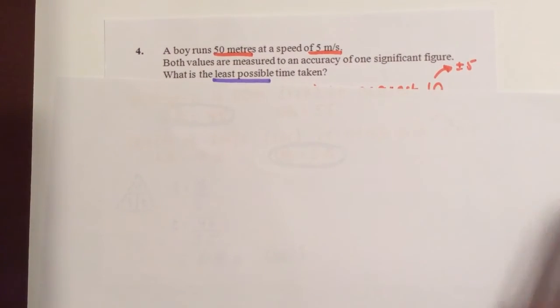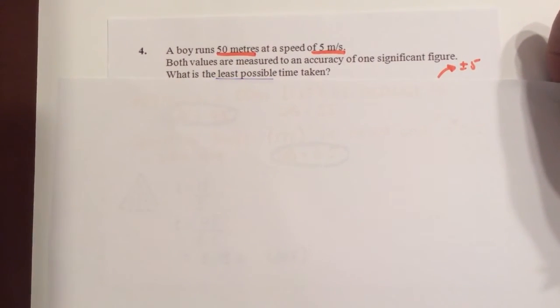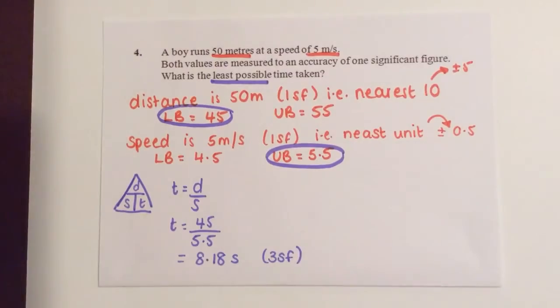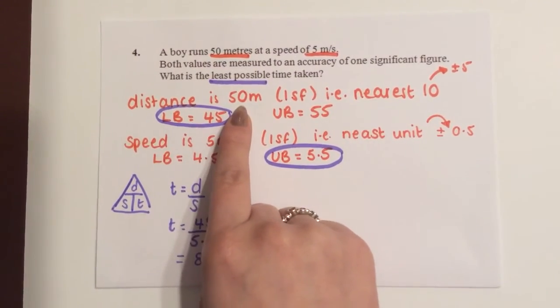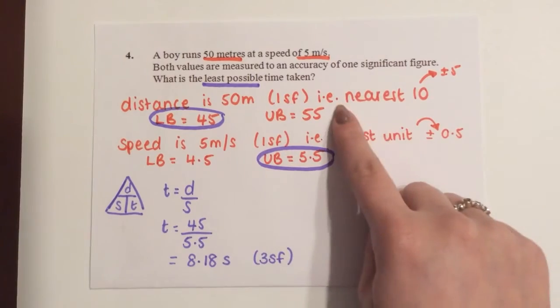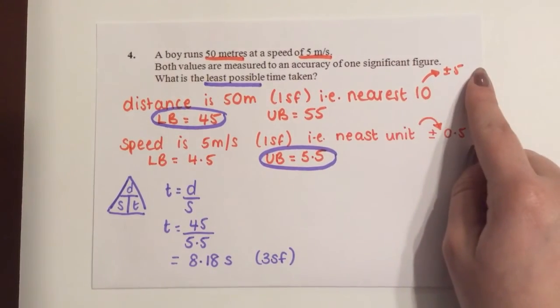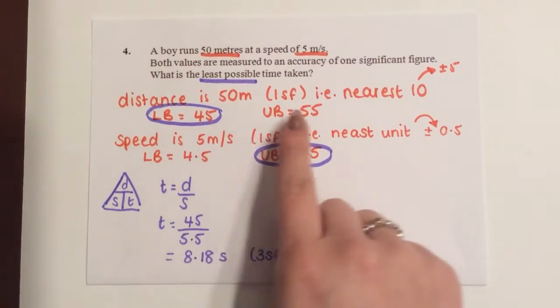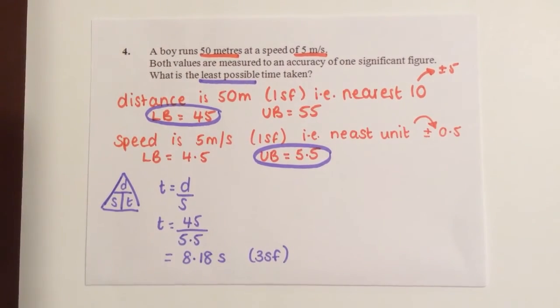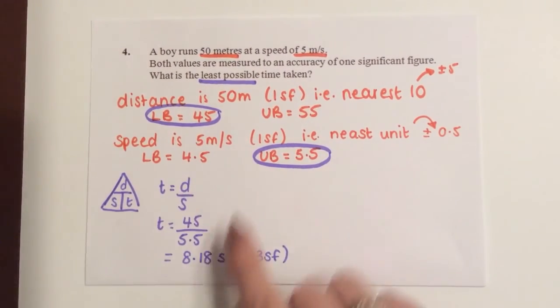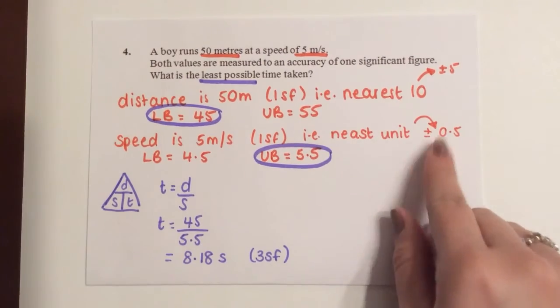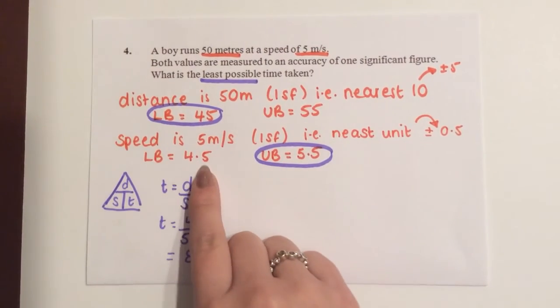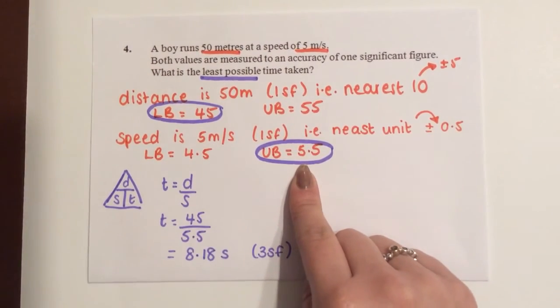The next one, have a look at this one, see if you can have a go. Pause the video. We've got a distance of 50 metres to one significant figure, i.e. the nearest 10, so we plus or minus 5, giving us a lower bound of 45 and an upper bound of 55. Speed is metres per second, one significant figure, so we plus or minus 0.5. So a lower bound of 4.5 and an upper bound of 5.5.